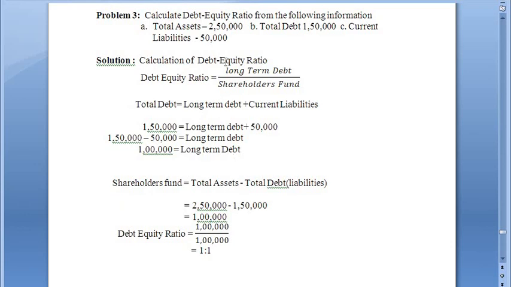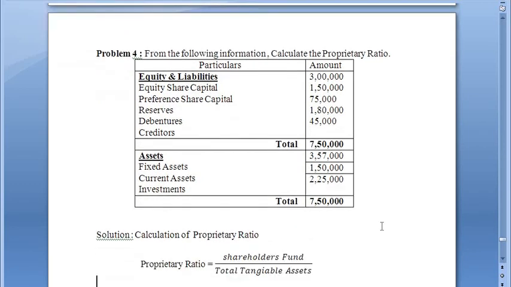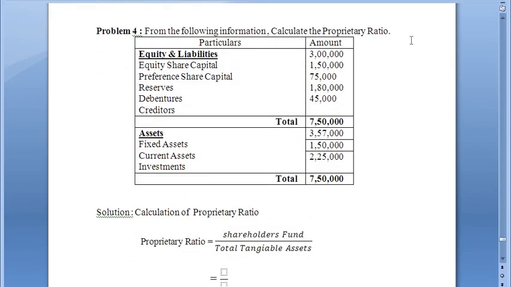Such type of problems will come for 2 marks. Very easy problem, easy to understand how the debt equity ratio will be calculated. Now the next problem is problem number 4. We will be calculating one more problem on solvency ratios, that is the next ratio in solvency ratios, proprietary ratio.